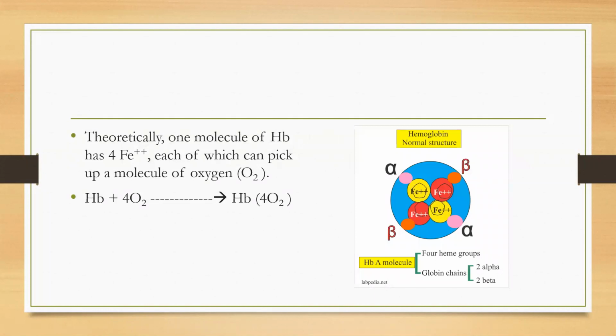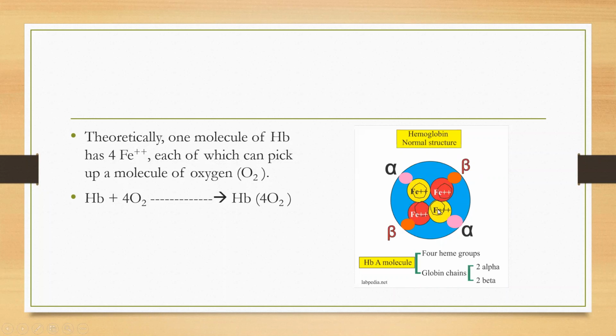Now theoretically, one molecule of hemoglobin has 4 ferrous ions, each of which can pick up a molecule of oxygen. We can see here this entire structure is the hemoglobin, and it has 4 ferrous ions. You can see 4 Fe ions are present, and each Fe ion can combine with one molecule of oxygen. ये 4 हुआ, this is one Fe, this is another Fe, third and fourth.